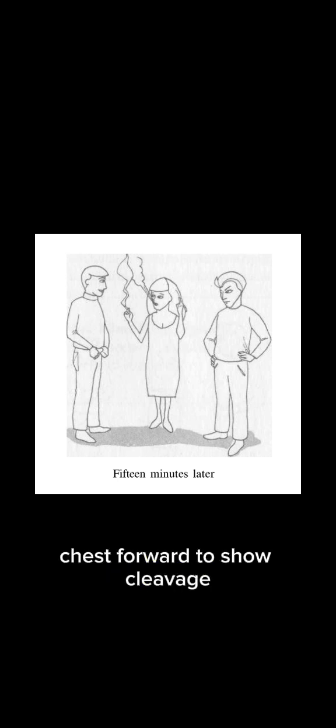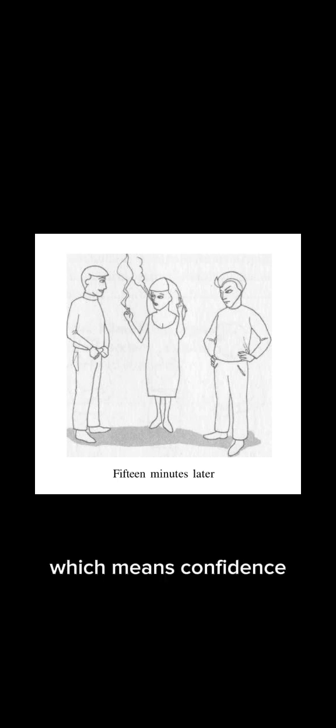and his body has become even more erect. The woman is responding to this courtship display with her own, showing that she is interested in being involved with him. She has uncrossed her arms, turned her body towards him, and is pointing one foot at him. Her courtship gestures include hair touching, exposed wrists, chest forward to show cleavage, and positive facial expression. And she is blowing her cigarette smoke upwards, which means confidence.